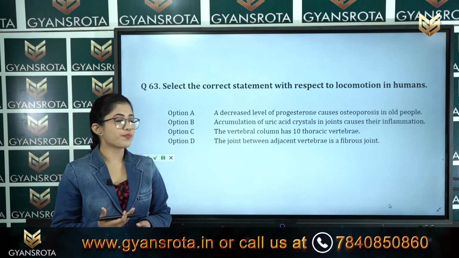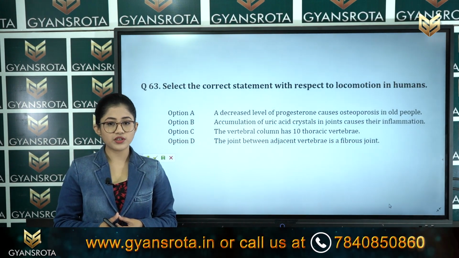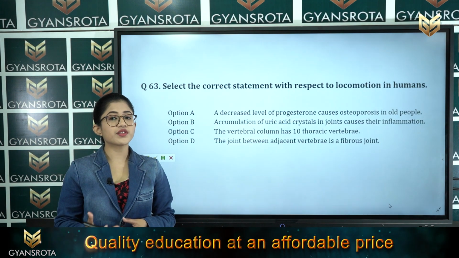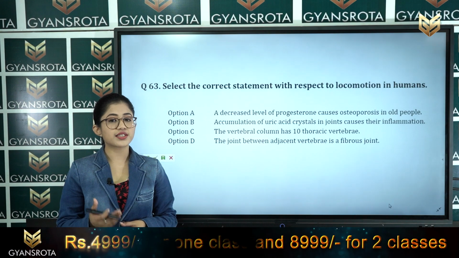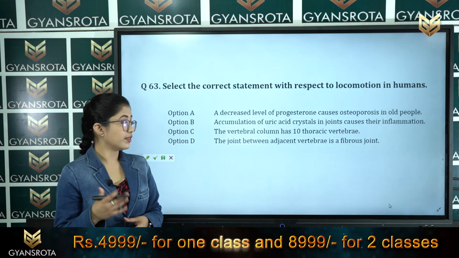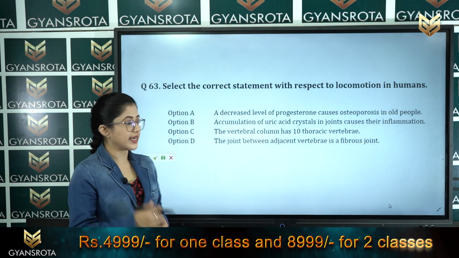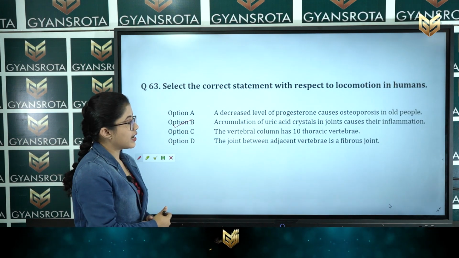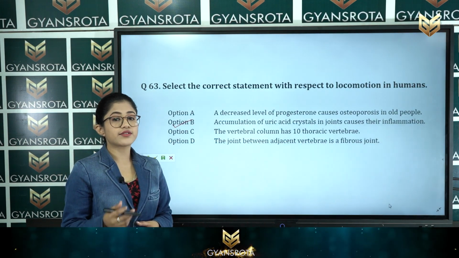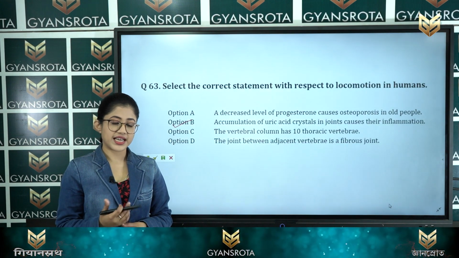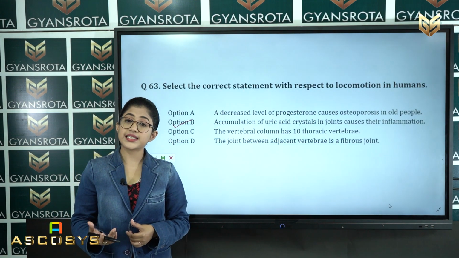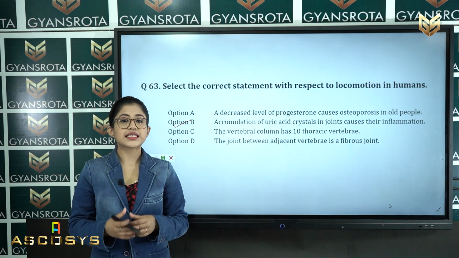Student, this topic we have already discussed in the chapter Locomotion and Movement. So which of the following is the correct statement with respect to locomotion in humans? That is option number B. Option number B is accumulation of uric acid crystals in joints, which causes their inflammation. So that is the correct answer. Now let's see the next question, that is question number 64.